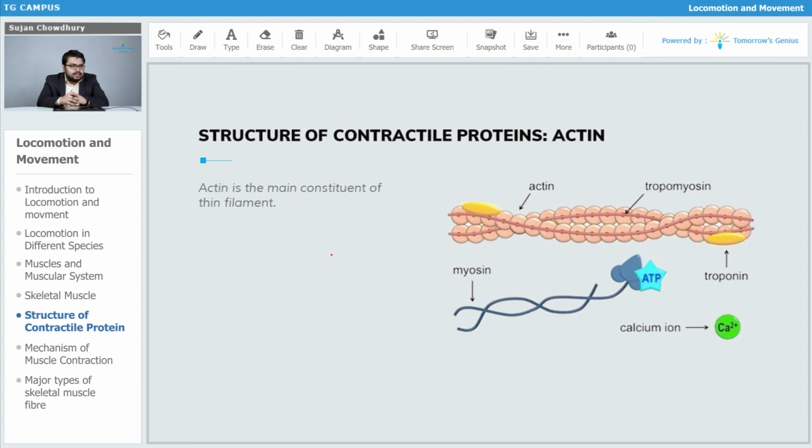Let's now get into the structure of the contractile protein actin, which is the main constituent of the thin filament. So here we can have a look at the actin contractile protein.